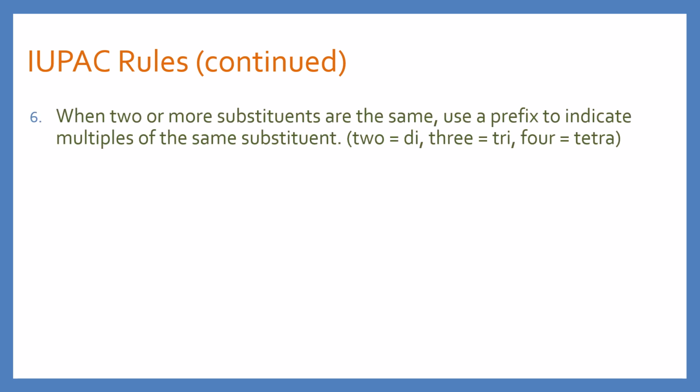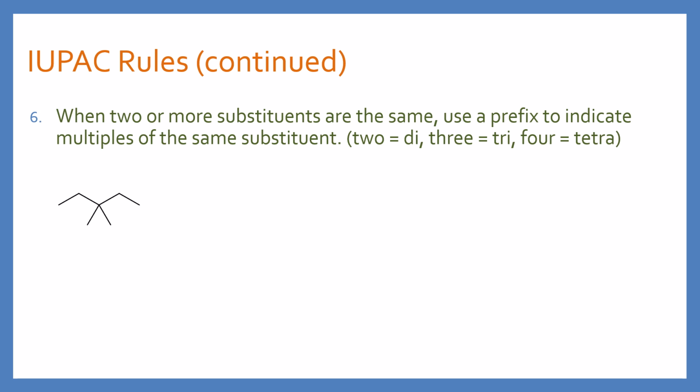When two or more substituents are the same, use a prefix to indicate multiples of the same substituent. This uses different prefixes from our IUPAC prefixes. So when you have 2 of something, you use di. When you have 3 of something, you use tri. And when you have 4 of something, you use tetra.